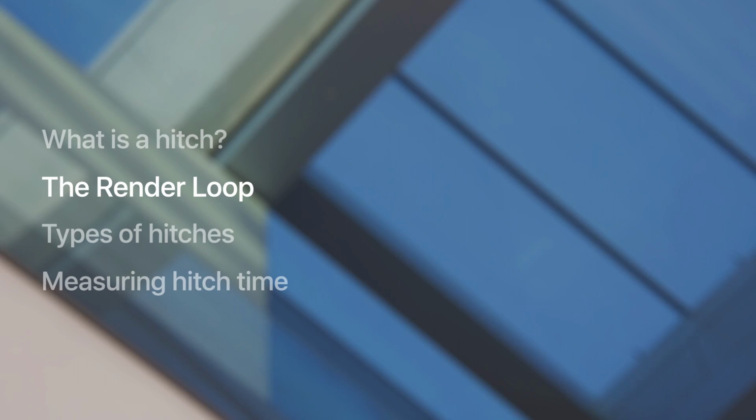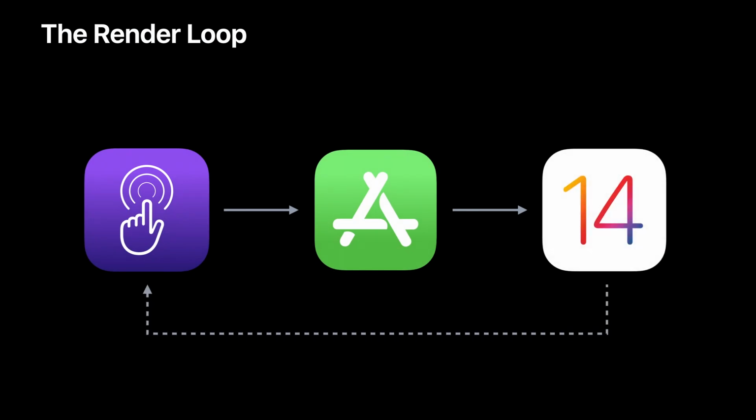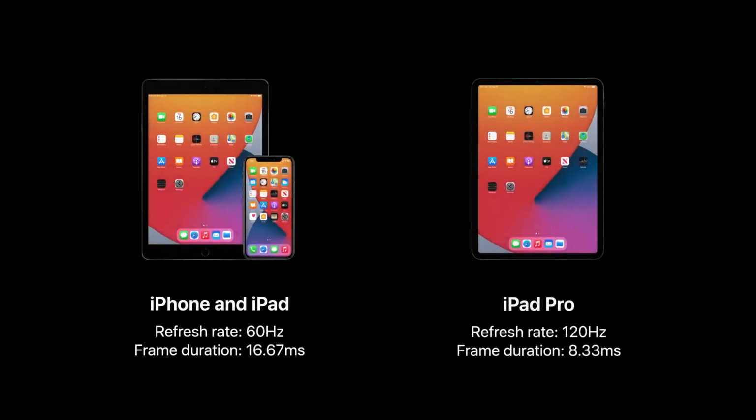So let's look into the render loop. The render loop is a continuous process by which touch events are handed to an app, and then changes to the UI are sent to the operating system where the frame is finalized. It's a loop, and it happens at the device's refresh rate. On iPhone and iPad, this is 60 frames per second, which means a new frame can be displayed every 16.67 milliseconds. On iPad Pro, this is 120 frames per second, which means a new frame can be displayed every 8.33 milliseconds.